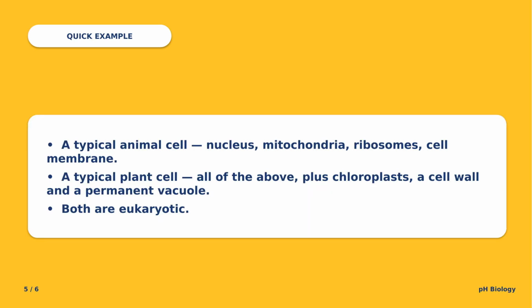Quick example. A typical animal cell: nucleus, mitochondria, ribosome, cell membrane. A typical plant cell: all of the above, plus chloroplasts, a cell wall, and a permanent vacuole. Both are eukaryotic. So is a yeast cell or a paramecium. Anything with a nucleus, you're in eukaryotes territory.